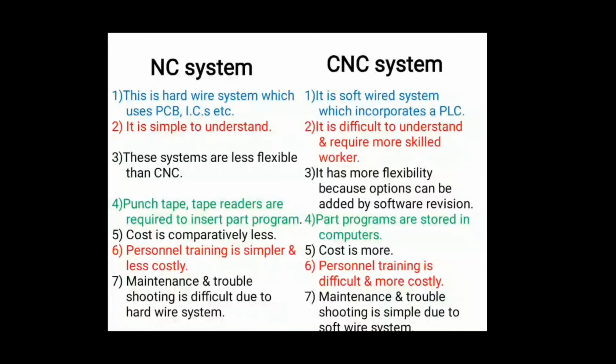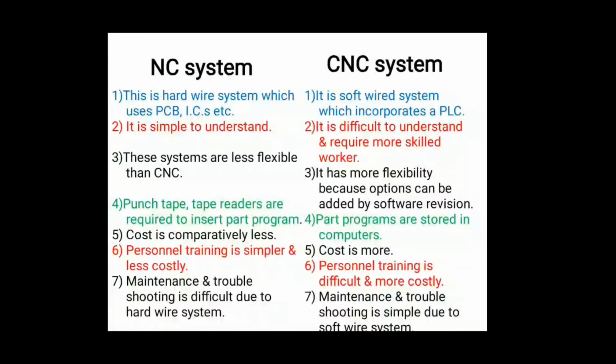Second point, it is simple to understand in the NC system, and in CNC it is difficult to understand and requires a more skilled worker, because we are going to provide the part program to the machine, and for that part program we need a skilled person for writing the program, understanding it and operating the machine. So that's why it is difficult to understand and requires a more skilled worker.